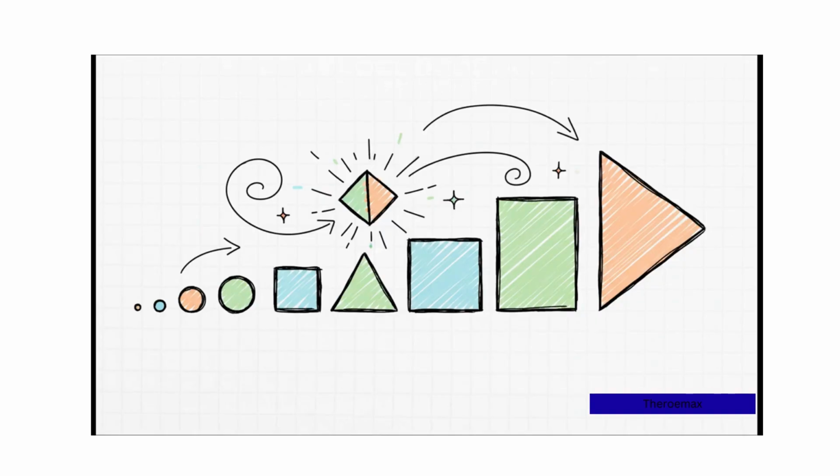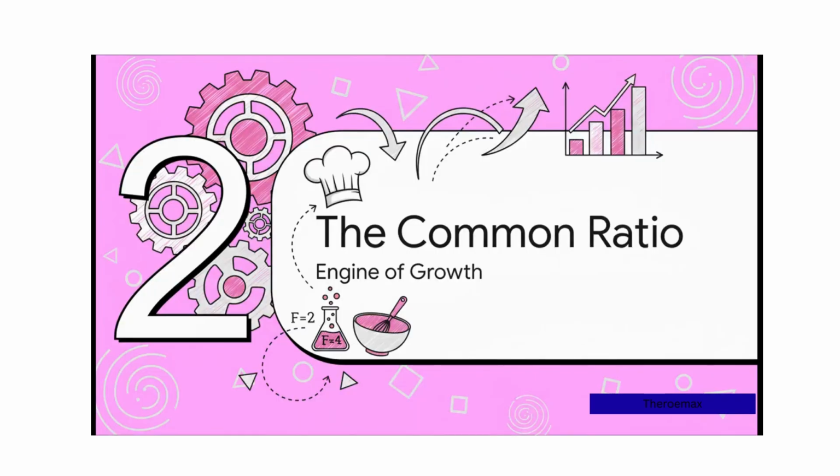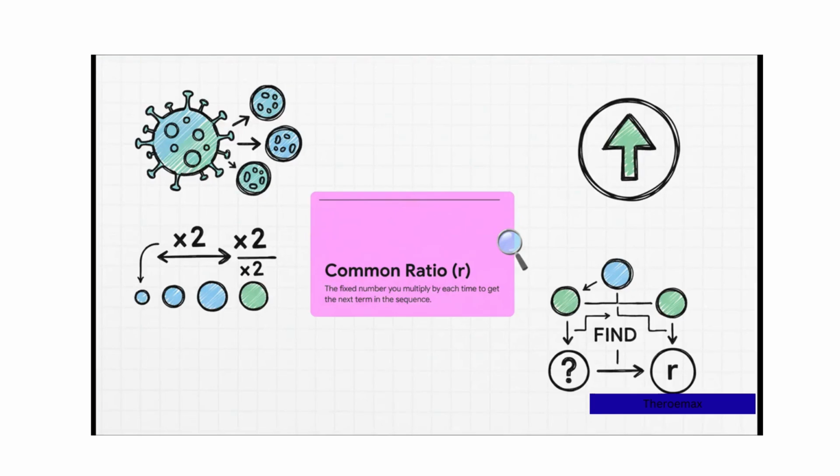Now, this kind of pattern has a proper name. In math, we call it a geometric progression. The really important thing to remember is just this. There's one single, consistent number that you're multiplying by each time to push the sequence forward. And that fixed number we just talked about is pretty much the secret ingredient to this whole thing. It's so crucial, in fact, that it gets its own special name. We call it the common ratio, and we usually just write it as R.